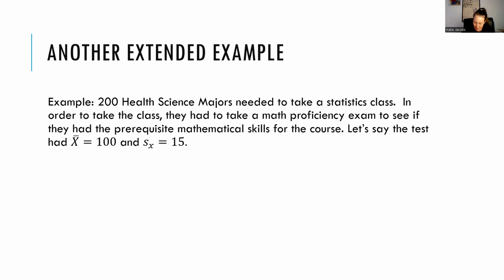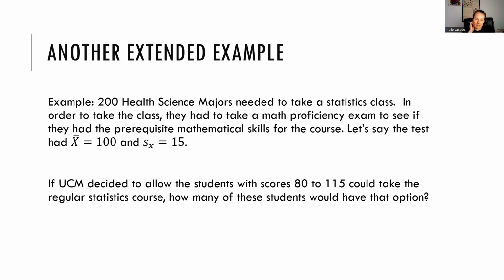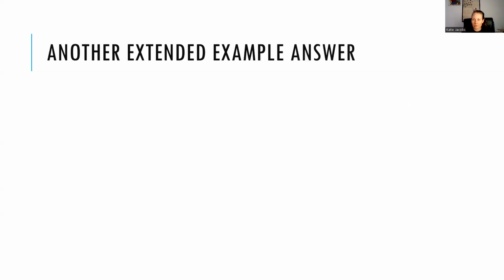So x sub 1 equals 80. And then on the other side, x sub 2 is going to equal 115. So I have my labeled normal curve with all this information that we have. And so how many of these students will have that option? So now what do we got to do? Because it's kind of a mess, right? We've not done a problem like this before.